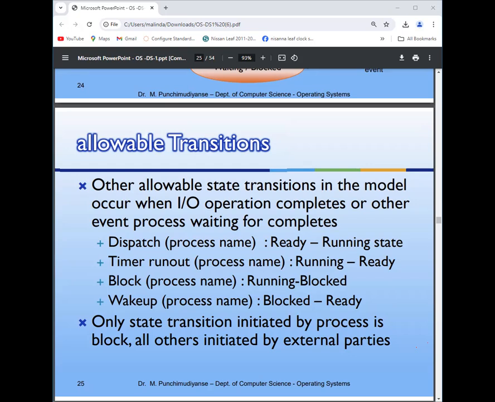But the other things, like moving the running state to the ready state, and the wake up, that is completing the job and putting back into the ready state, giving the CPU time, all those tasks are handled by other parties, like the external manager of an operating system. So we call it a dispatcher. So that is one theoretical aspect that you need to know.